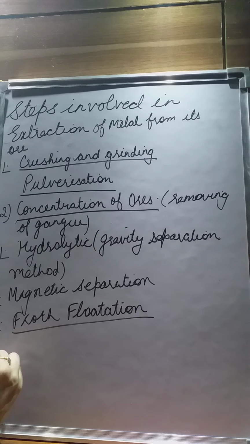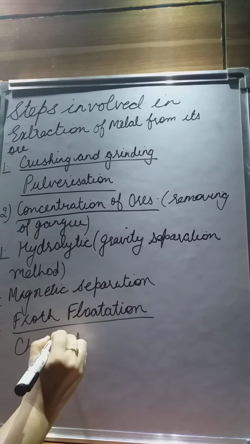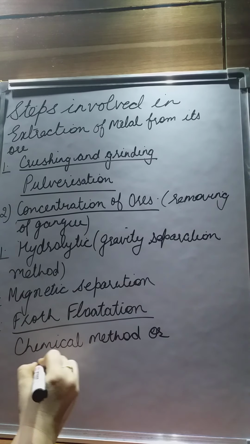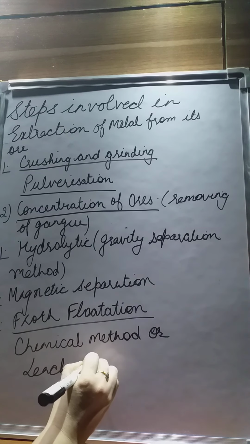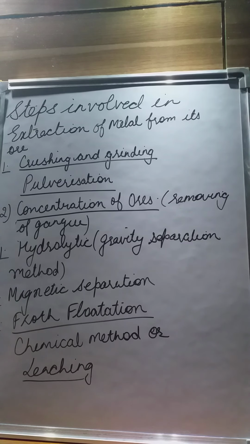The next method is the chemical method, or we can call it the leaching method. Boys, in this method, the ore is treated with a suitable reagent like an acid, base or some other reagent such that the ore is soluble in it but the impurities are not, and the impurities get removed by filtration. The solution of the ore, that is the filtrate, is treated with a suitable reagent which precipitates the ore.